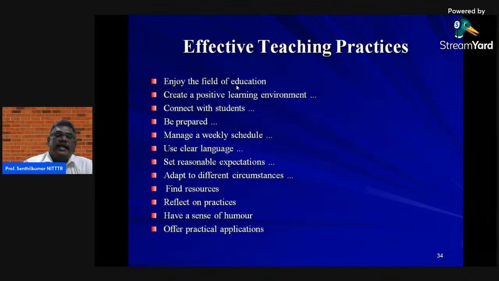Set reasonable expectations. Suppose I am also giving the students this material. After that, the student will be able to do something. There is some reasonable expectation.